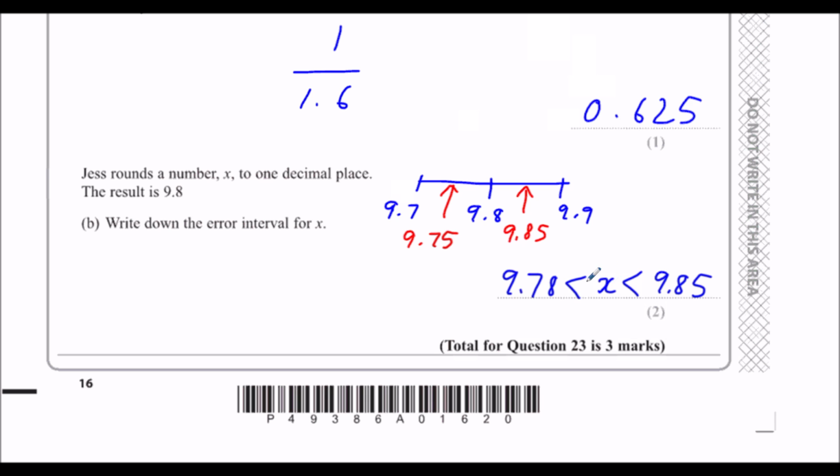So it's on the bigger side of 9.75. It's bigger than 9.75, less than 9.85, and it can equal 9.75. So we've got a little equal sign. It's bigger or equal to 9.75, but it's less than 9.85. So that's our error interval.